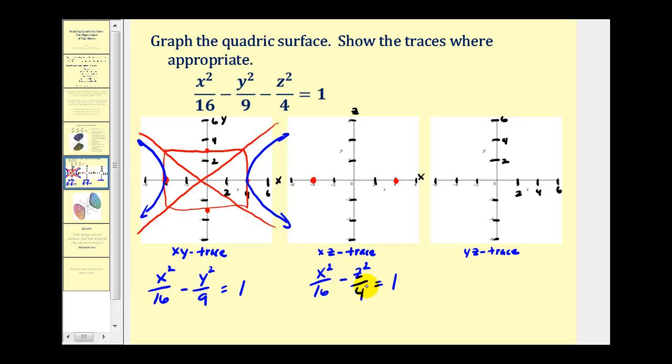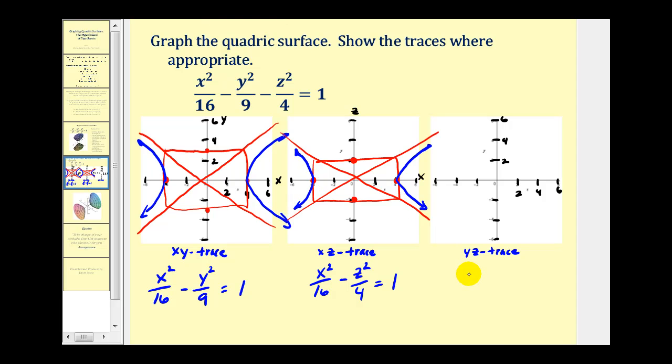Again, it's centered at the origin. And c squared is equal to 4, so c is 2. So we'll go up 2 units to make a point and down 2 units to make a point. This will give us our rectangle as before. Then the diagonals. And now we can sketch a nice hyperbola from the vertices approaching the asymptotes, here and here.